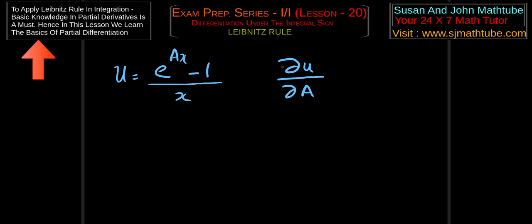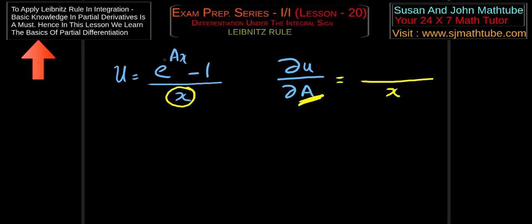Whenever I want to find the partial derivative, the curly d, I will look at this part first. And this tells me a is the only variable. That means x is merely a constant. So the denominator is a constant. So I'm going to write the denominator as such.